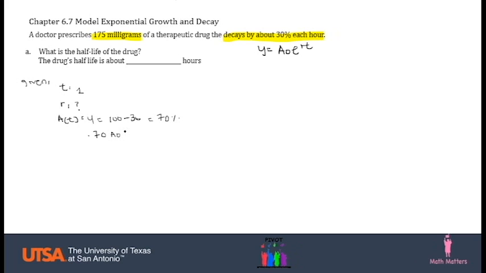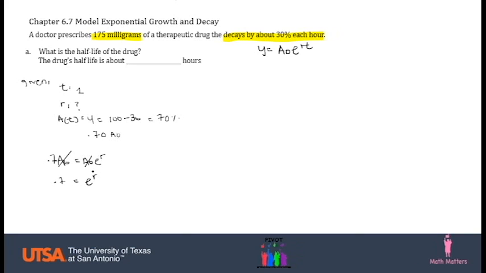Alright, now let's plug these values back into the equation. So y is 0.7 of initial equals initial times e to the r, and then t is 1. So we can just ignore that for now, because any number times 1 is the number itself. So we can divide both sides by the initial value. So these go away. So you're left with 0.7 equals e to the r power.